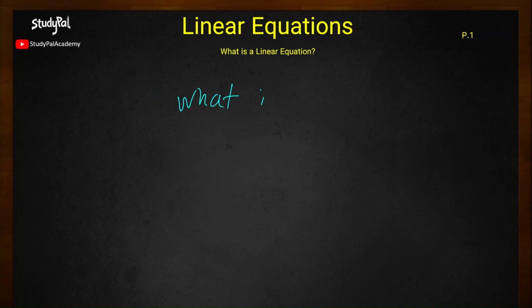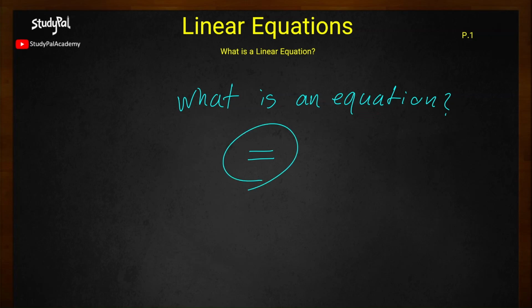What is an equation? An equation is made of something that you encounter in mathematics for the first time. The first symbol that you learned in mathematics was the equals sign. It is a very important sign in the whole of mathematics, and it means that whatever is on the left-hand side is equal, or should be equal, to whatever is on the right-hand side.